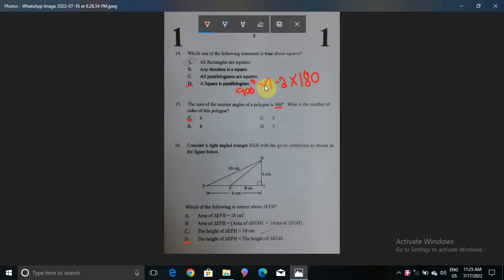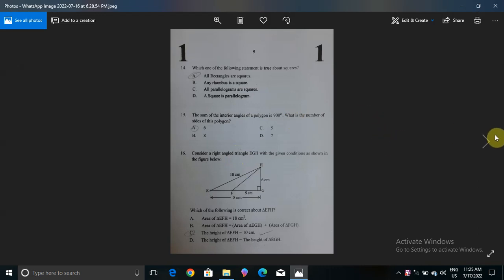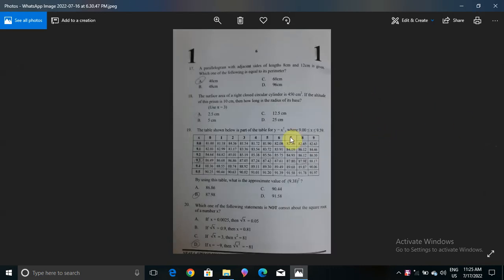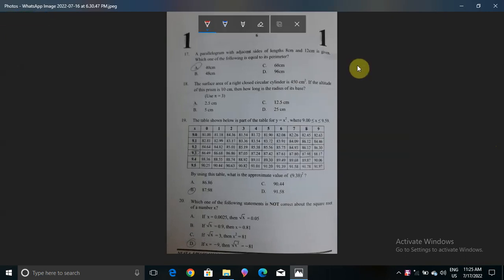Now let's go to the next page. In question number 17, a parallelogram with adjacent sides of length 8 cm and 12 cm is given. Which one of the following is equal to its perimeter? So the correct answer will be 40 centimeters.